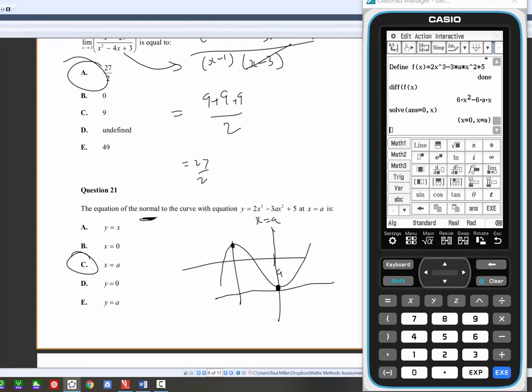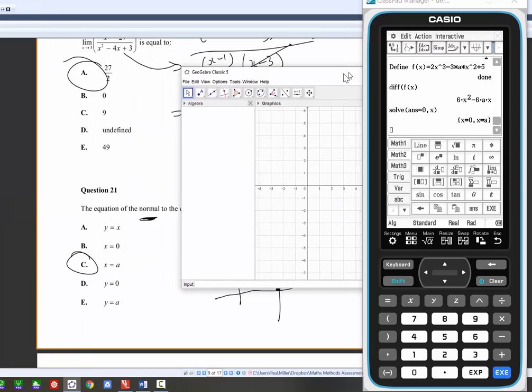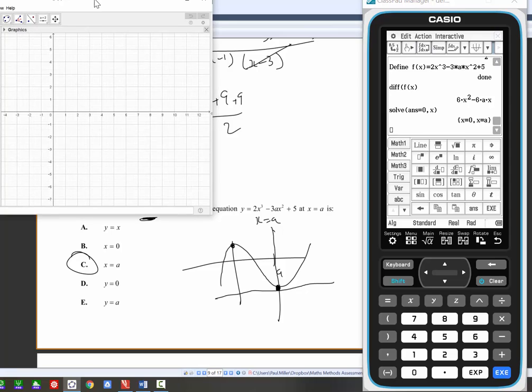Now, what I'll do, I'll pull this up here and show you what I mean. So let's graph the function y equals 2x cubed take 3 times a times x squared plus 5. All right, here it is, and you'll notice that here a is equal to 1, and that's one of my stationary points. So no matter whatever a is, this will be the stationary point.